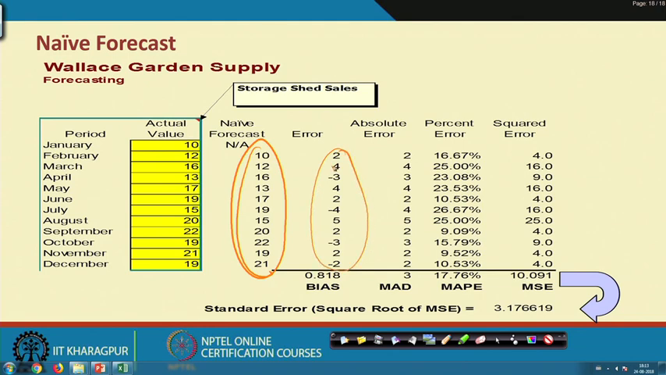Of course, the sum of the error terms should be close to 0, and here it comes to 0.82 because of some rounding issue, otherwise it should converge to 0. And then if you take the absolute value, it comes to 3, and then if you go by percentage error, just divide by the actual y, then multiply by 100. So, you will get the mean absolute percentage error.